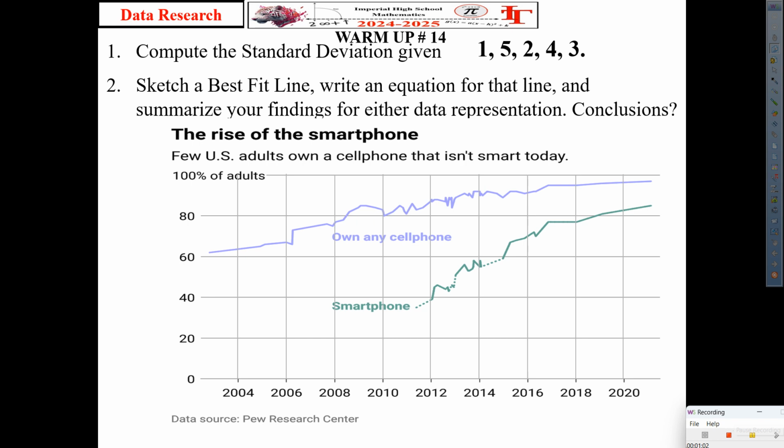Standard deviation. What did you get for standard deviation? Okay. Final answer.